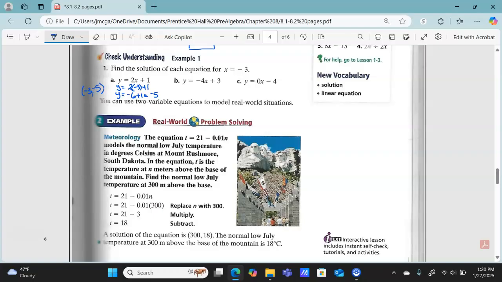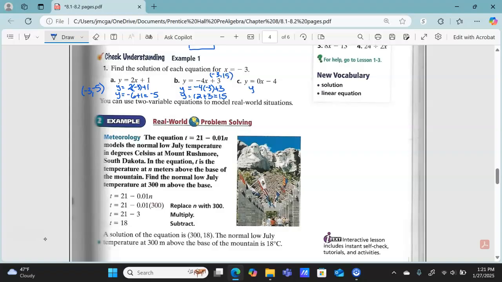It's an ordered pair. In this one, negative 4 times 3 plus 3. Negative 4 times negative 3 is positive 12. Plus 3 would be 15. And again, my ordered pair would be the number I put in and the number I got out.